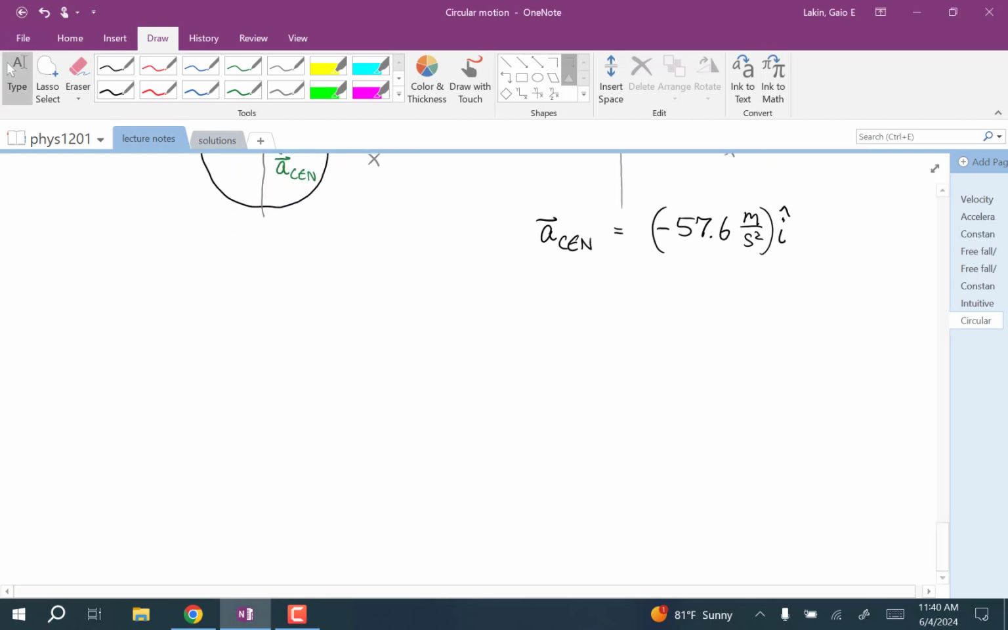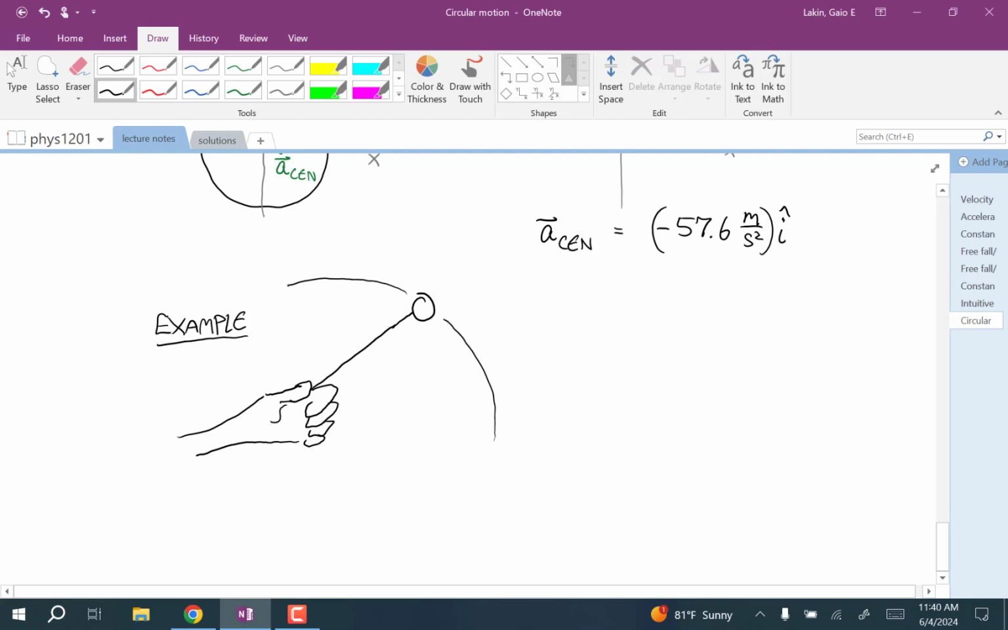Now the second example, I'm going to do one that's non-uniform circular motion. So let's say you're so bored you have a mass on a string and you're swinging it around in a circle. So the circle would look something like that. Okay, and let's say it's going this way around the circle.